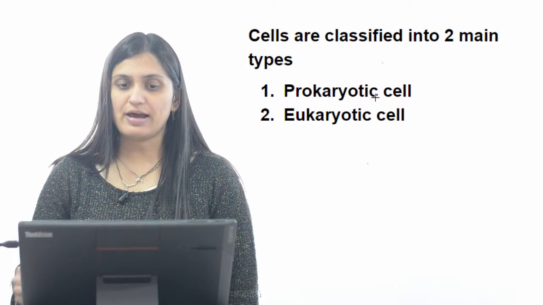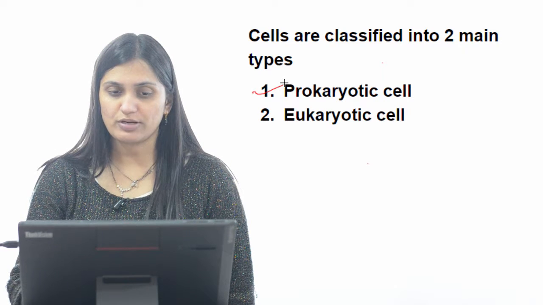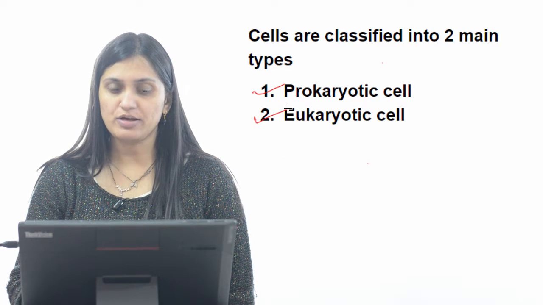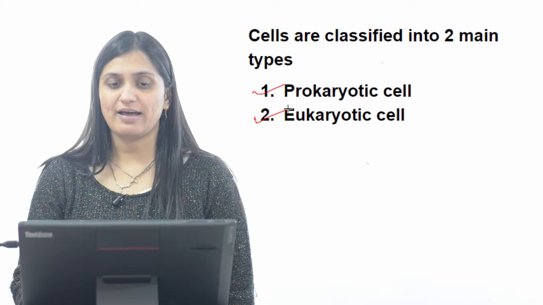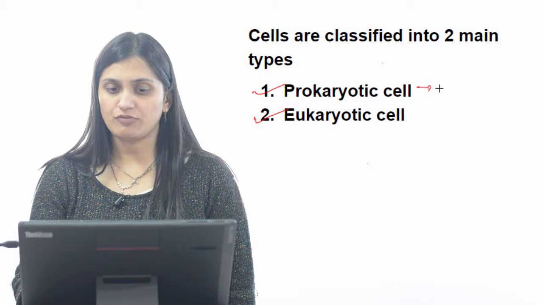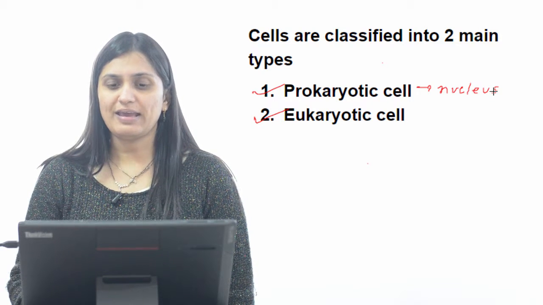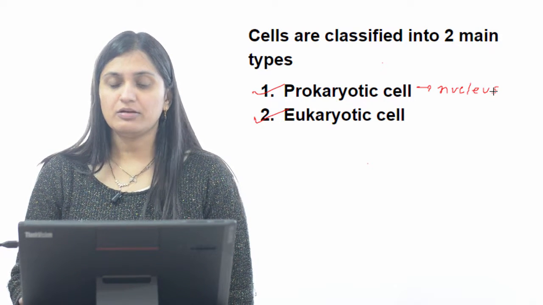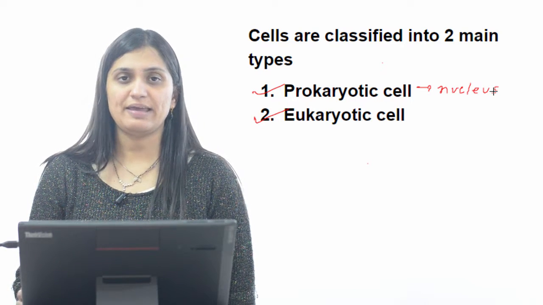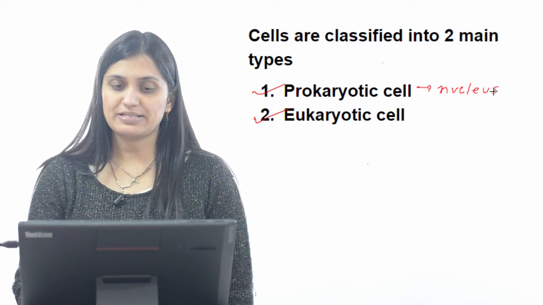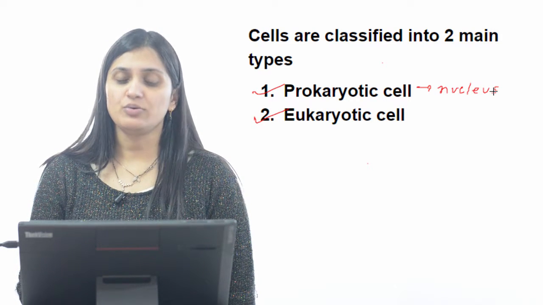Now, the cells are classified into two main types. The first one is the prokaryotic cell and the second one is the eukaryotic cell. The basic difference between the prokaryotic and the eukaryotic cell is of the nucleus. In case of prokaryotic cell, the nucleus is not surrounded by the nuclear envelope. The DNA lies naked in the cytoplasm of the cell, but in the case of eukaryotic cell, the DNA is surrounded by the nuclear envelope.